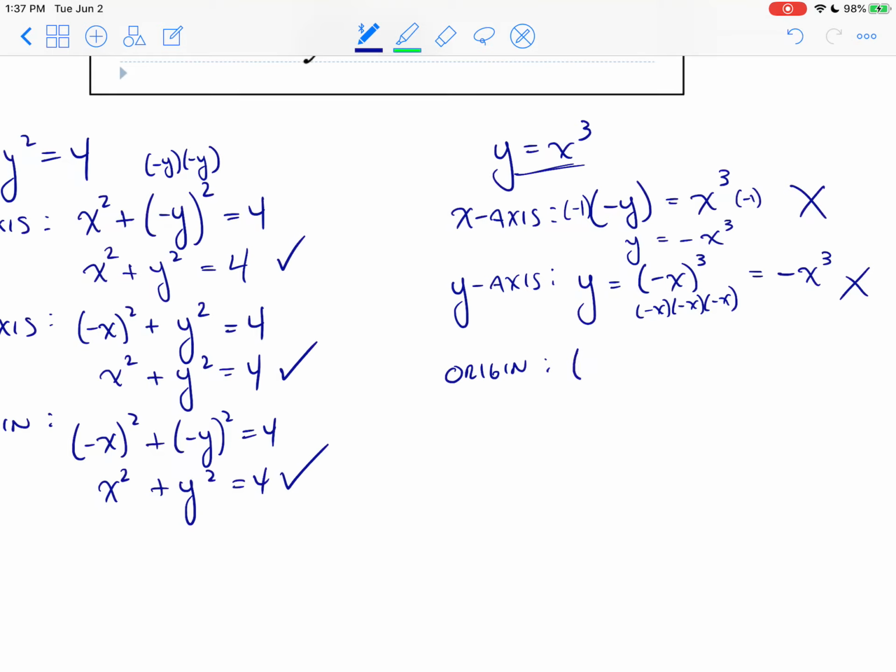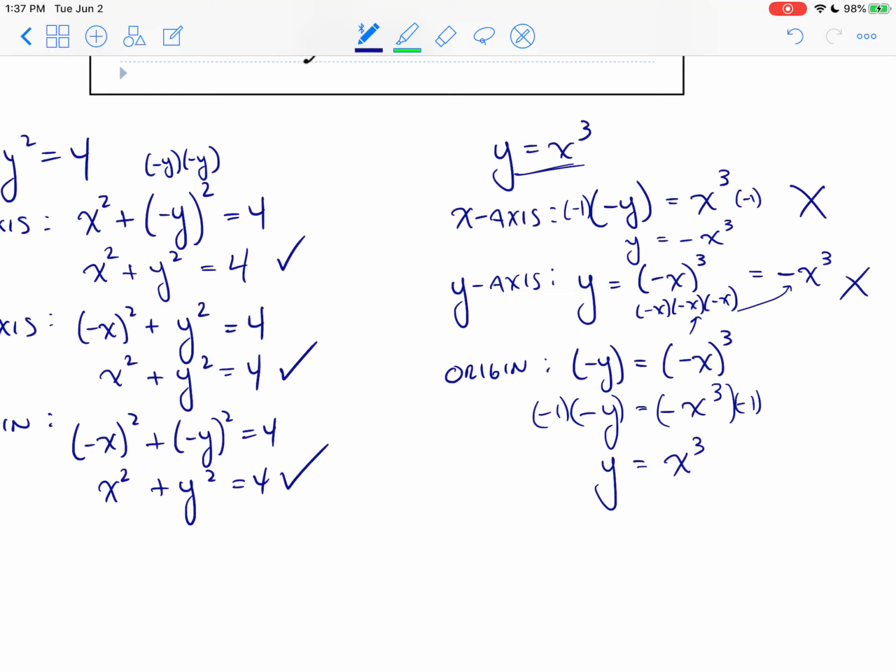So let's try origin. So we replace y with negative y, and we replace x with negative x. So there's a negative y on this side of the equation. On the other side, we just went through this. This turns into negative x cubed. And so now I can multiply both sides by negative 1, or divide both sides by negative 1, however you feel. And y equals x cubed, which is the original equation. And so this does have origin symmetry.